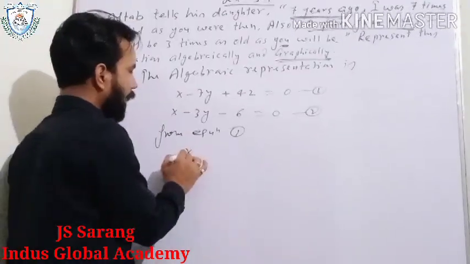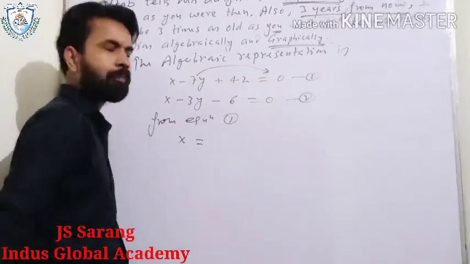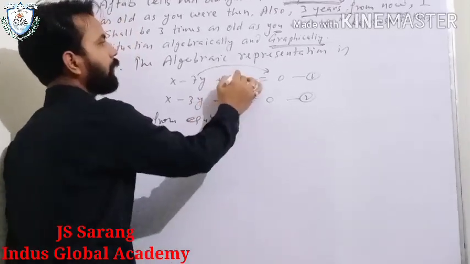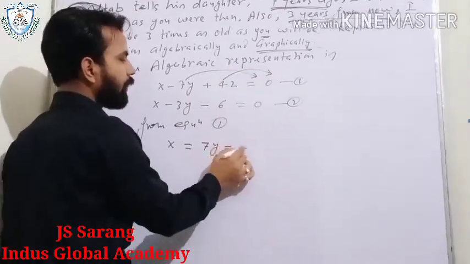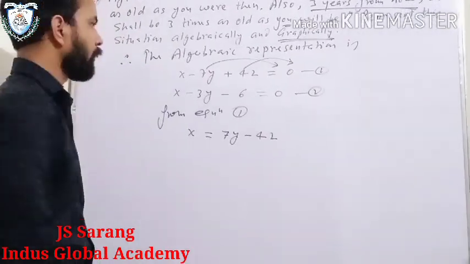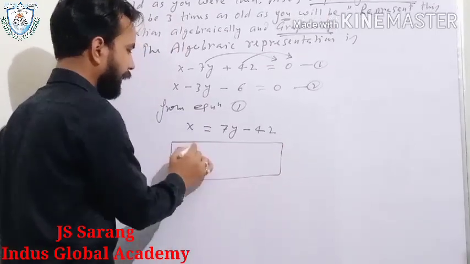So see, x equal to this minus 7y can be shifted here. So minus 7y will be here, then it will be positive 7y, and this 42 will also be shifted there, which means it is minus 42. Hope it is clear.